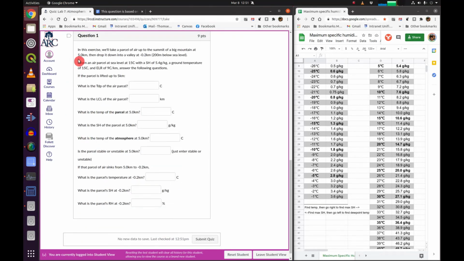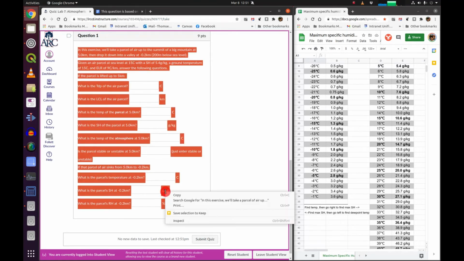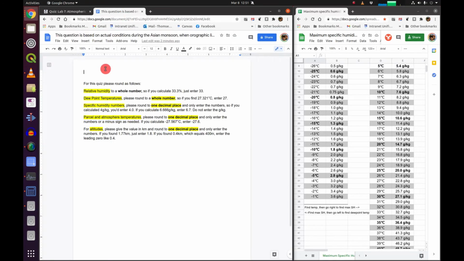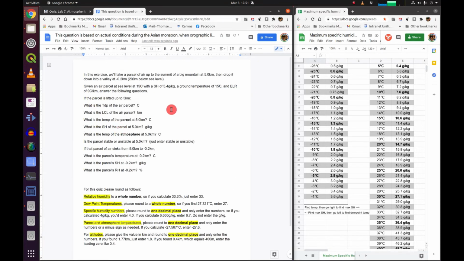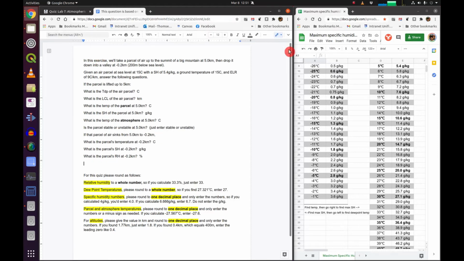So I'm just going to copy everything from question 1 and paste it onto a sheet of scratch paper. Let's see what we have. In this exercise, we'll take a parcel of air from sea level up to the summit of a big mountain at 5 kilometers, then drop it down into a valley at 0.2 kilometers below sea level.